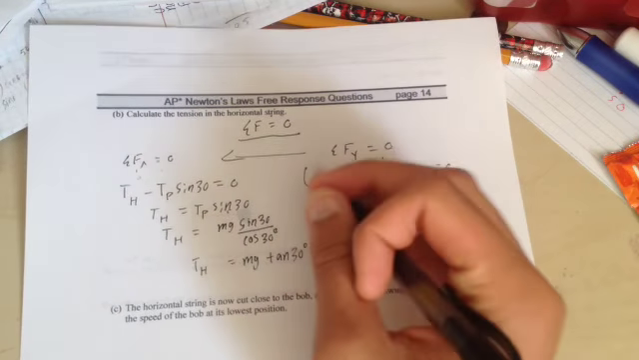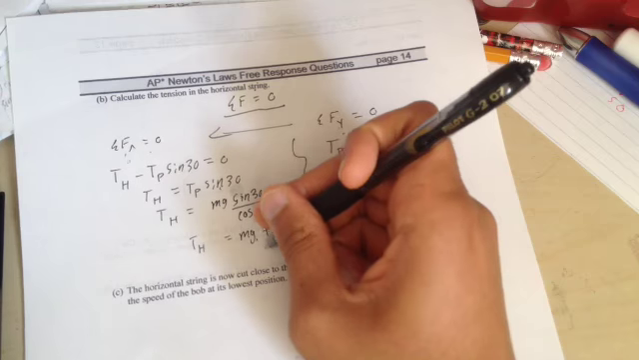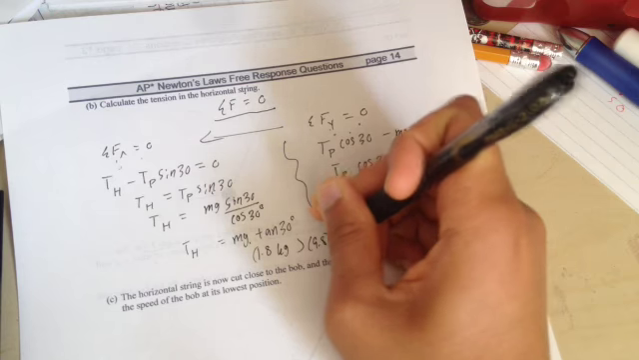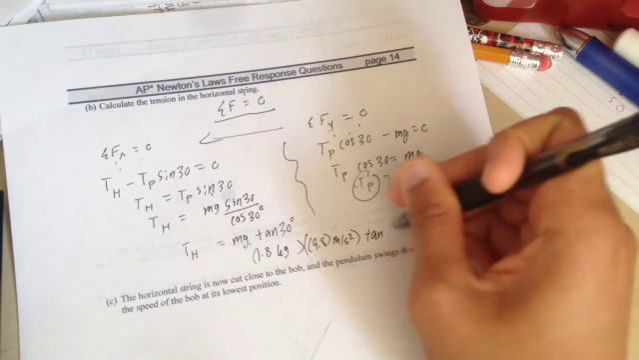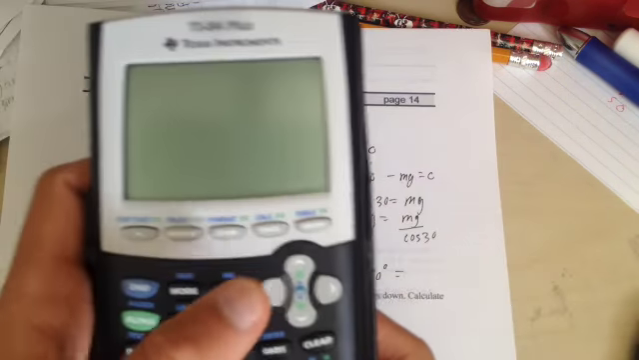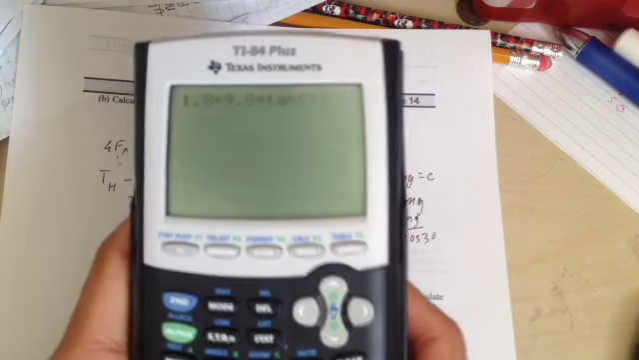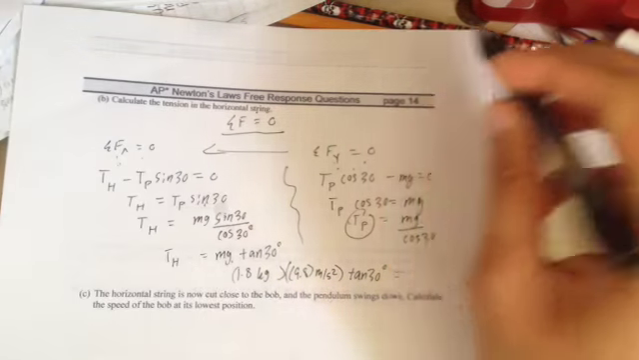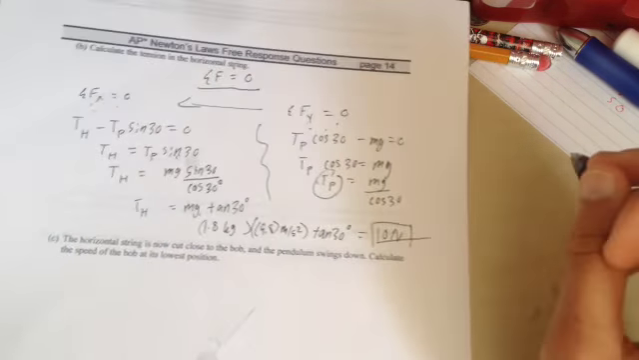And now we just need to plug in the values. We know that m was given to us as 1.8 kilograms, and g is equal to 9.8 meters per second squared. So we have 1.8 kilograms times 9.8 meters per second squared, times tan 30 degrees, which is equal to 10.184, which is approximately 10 using significant figures. So we got 10 newtons for the horizontal string.